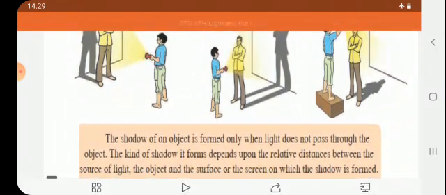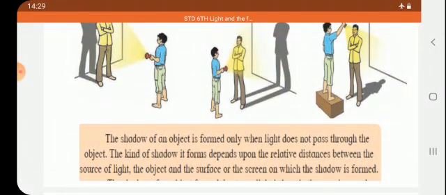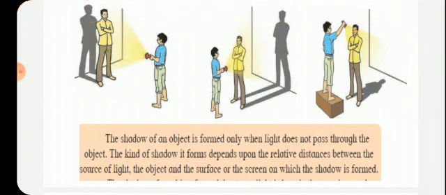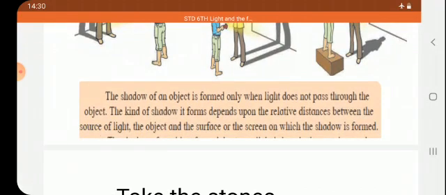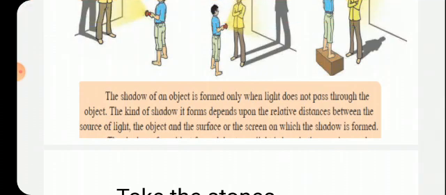You can come to know about the formation of shadow in the morning, in the afternoon, and in the evening also. The shadow of an object is formed when light does not pass through the object. This is a very important concept. A shadow will be formed only when the light does not pass through the object. The kind of shadow it forms depends upon the relative distances between the source of light, the object, and the surface or the screen on which the shadow is formed.